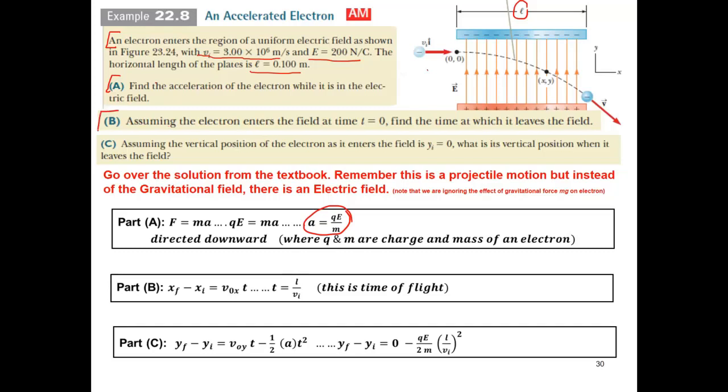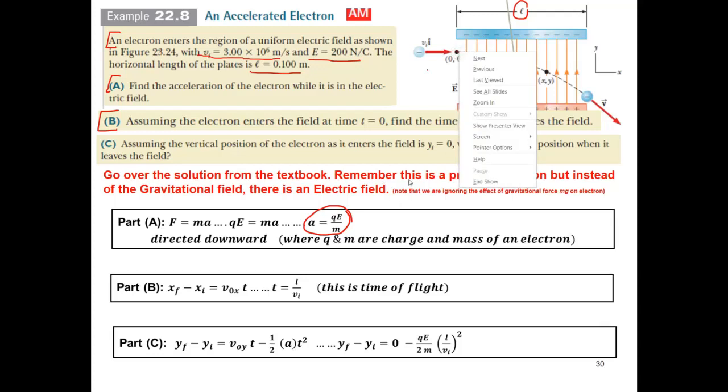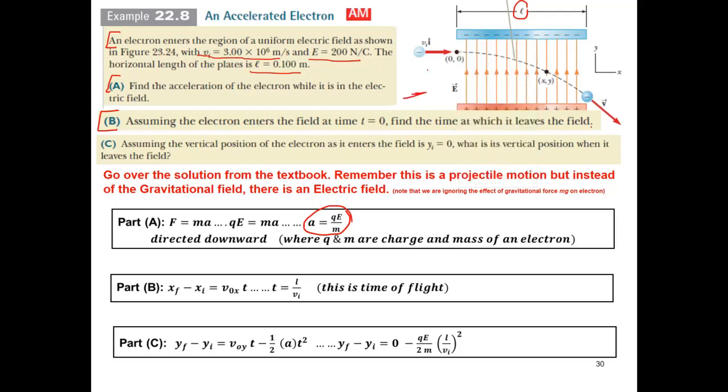Okay, B. Assuming the electron enters the field at t equal to 0. So the moment the electron enters, time starts, and y initial is equal to 0, which means this is the origin. The question tells us the initial position is 0, so this is the origin located here. Find the time at which it leaves the field.